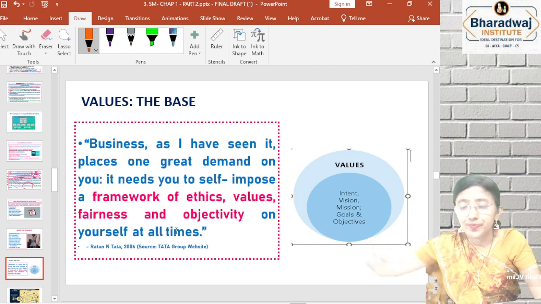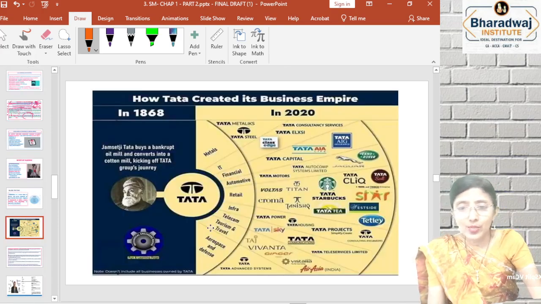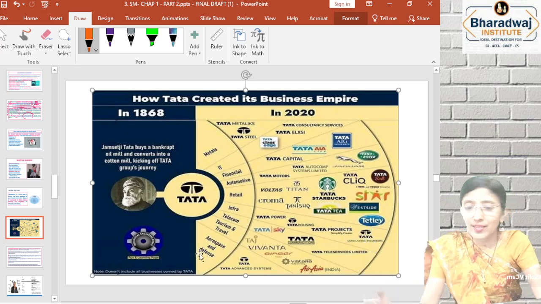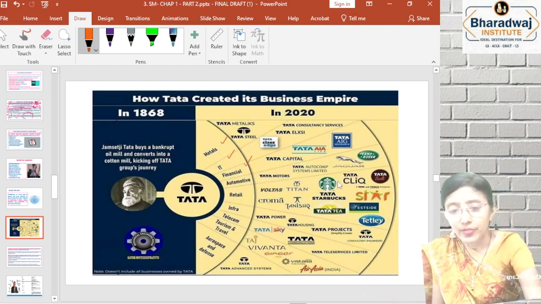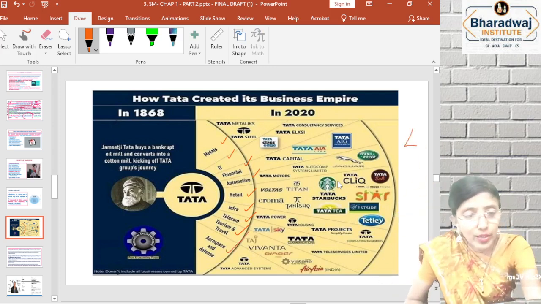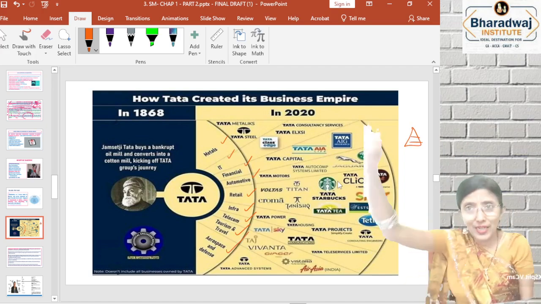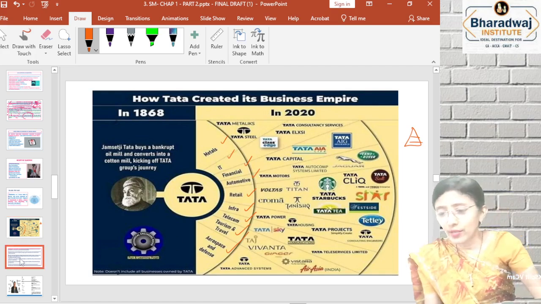Values are the base. Look at this structure. Everything is embedded upon the base. And that's where I told you, Tata's, all these are examples of their concern. Tata Metals, IT, financial, automotive, retail, infra, telecom, tourism and travel, aerospace and defense. So for your pyramid, you can use this: corporate level, business level and functional level. Are you clear about it?